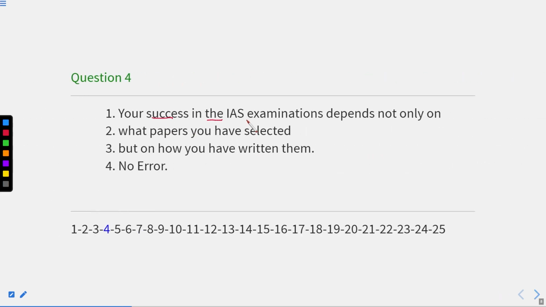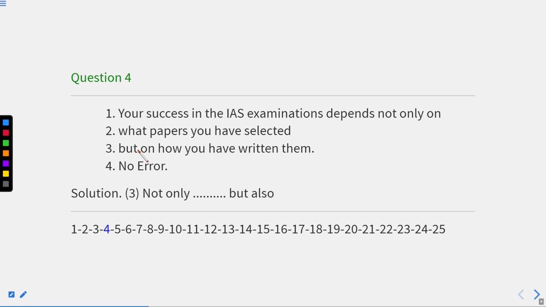Your success in the IAS examination depends not only on what papers you have selected, but on how you have written them. Now, whenever we have the conjunction "not only", it can be paired only with "but also". So your success in the IAS examination depends not only on what papers you have selected, but also on how you have written them. Okay, so the third part contains the error. Here "not only" can be paired with "but also", but not "only but". So the error is in part third of the sentence.